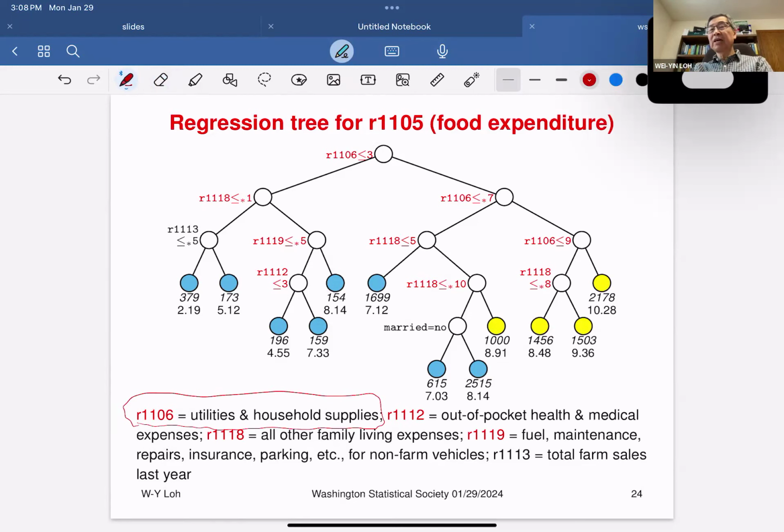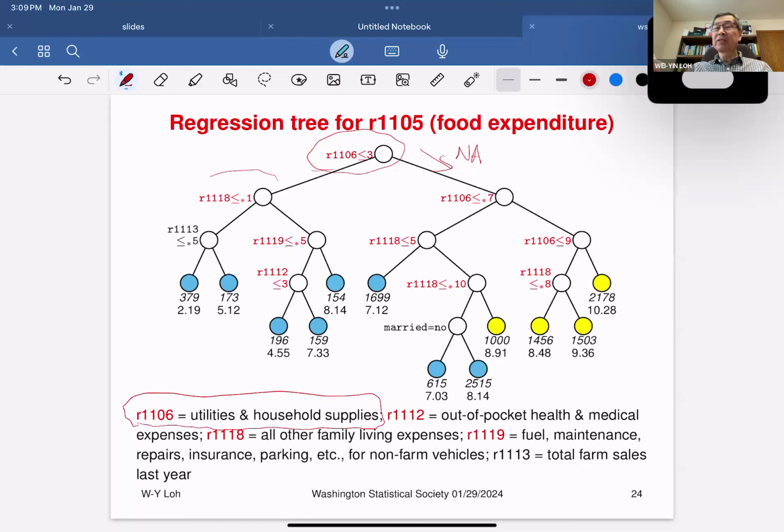The first split is R1106, which is the amount that the farmer spent on utilities and household supplies. So it says, top here, if it's less than or equal to 3, you go to the left, and there's no asterisk under the inequality, which means missing values go to the right. Right? Okay, so remember those codes, they are small numbers, 1 means 0, 2 means 0 to $500 and so forth. So less than or equal to 3 means that the farmers that go to the left did not spend too much on food expenditure. Those that go to the right spend more.